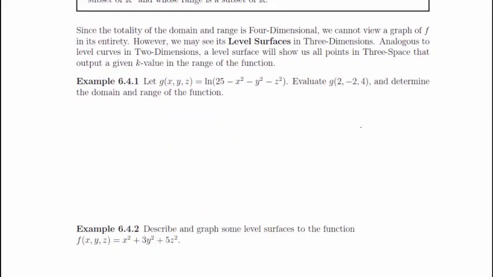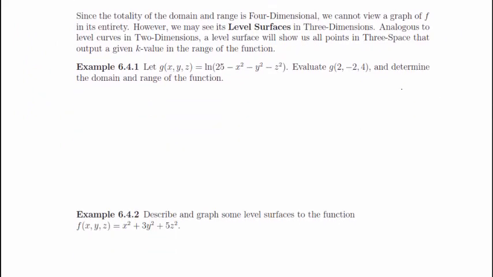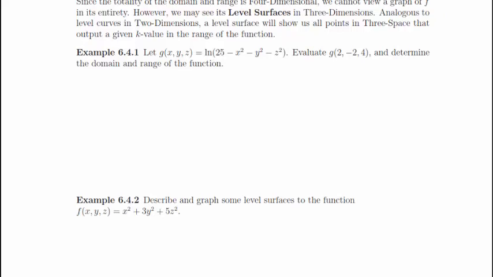Now if we go down here to this example, let g of x, y, z equal the natural log of (25 minus x squared minus y squared minus z squared). Evaluate g of (2, -2, 4) and determine the domain and range of the function. So just starting with some basics here before we get into graphing is g of (2, -2, 4).